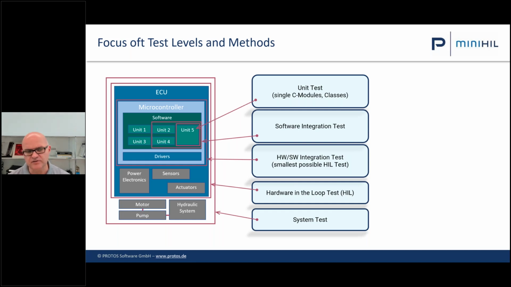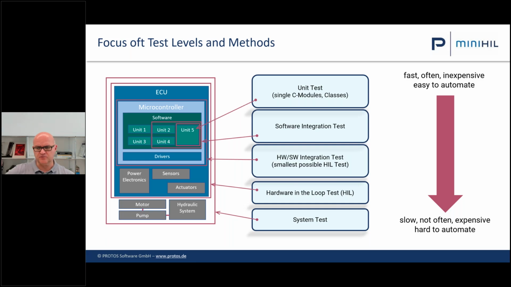And in the end, you have a system test, which takes the complete system in the scope of your test. So your system under test is the complete system. The problem is, from top to bottom, a unit test you can run very fast, very often. It's inexpensive to produce. It's easy to automate and so on. And a system test is the opposite. It's usually slow. You do not run it very often because it's expensive or hard to automate. So that's the problem. You need at least 2 or 3 of those levels to really test your system. But the earlier you test your system, the better.